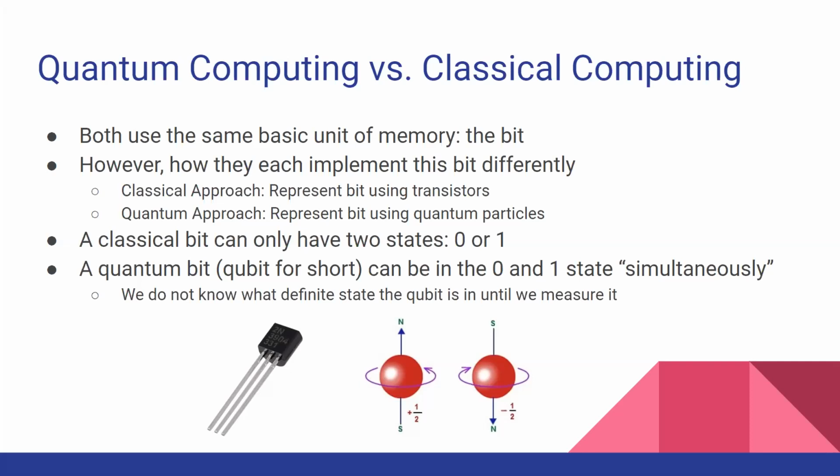As we know, a classical bit can only have two states, either 0 or 1. However, a quantum bit can be said to be in both the 0 and 1 state simultaneously. It seems a little weird, but I'm going to go into more detail about what that really means. The truth is, when it comes to quantum particles, we don't know what state it's in until we measure it. I wouldn't say an undefined state, but it's in a quantum state where it has some probability of being measured 0 and some probability of being measured 1.